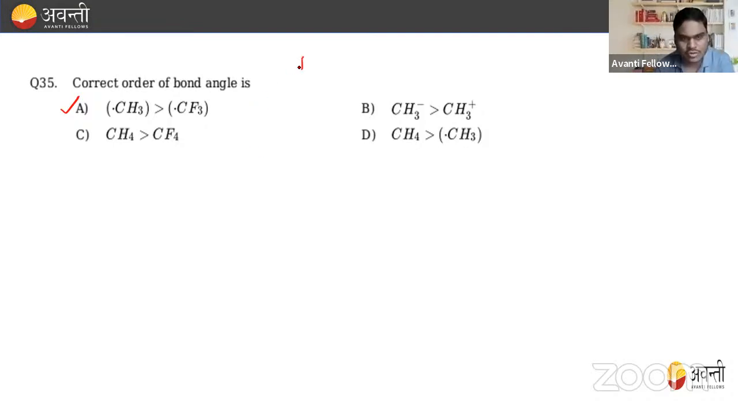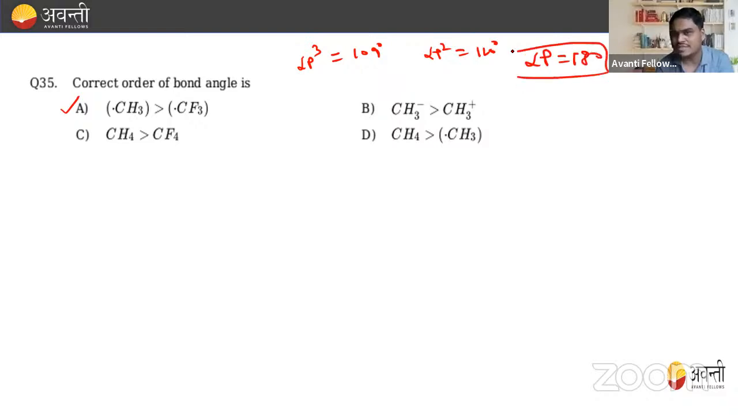If I'm talking about sp3, it has a bond angle of 109 degrees, right? Similarly, sp2 has a bond angle of 120 degrees. And sp has a bond angle of 180 degrees. So in sp, the character of p is equal to s. But in this the character of p is very less. So as the character of p decreases, the bond angle increases.